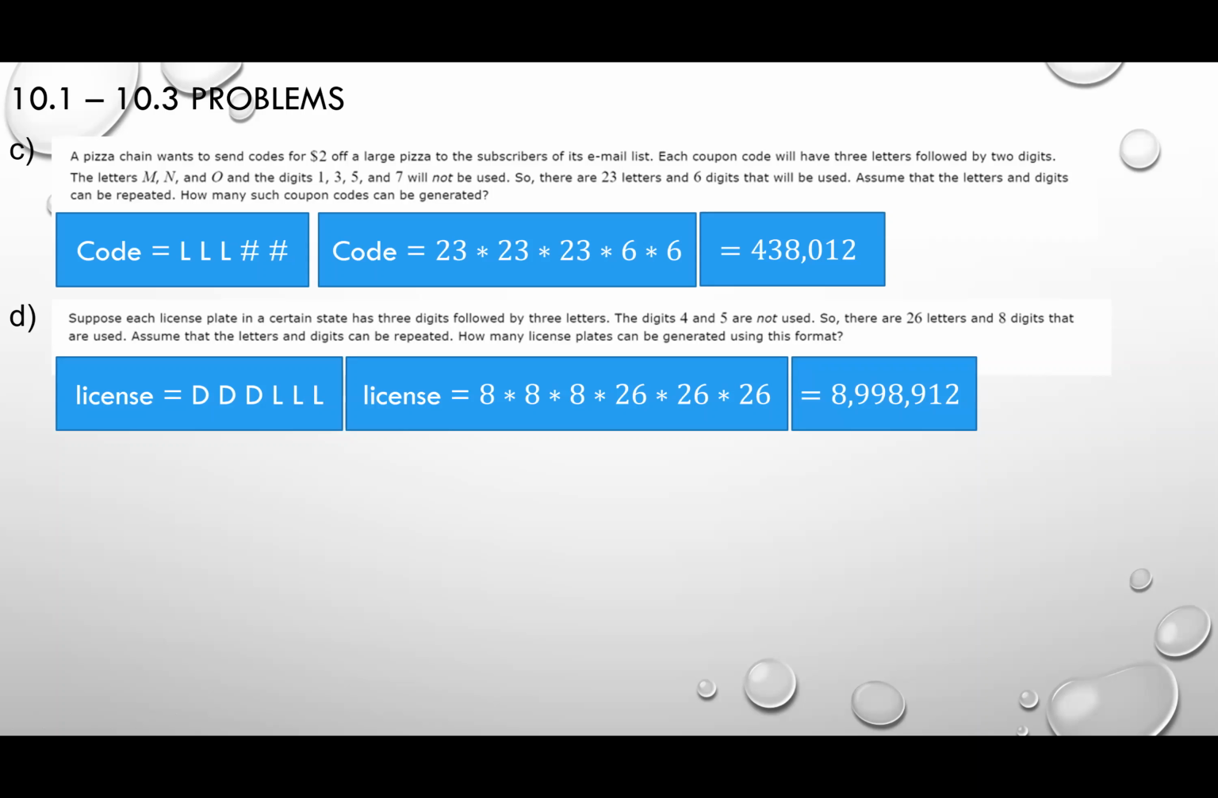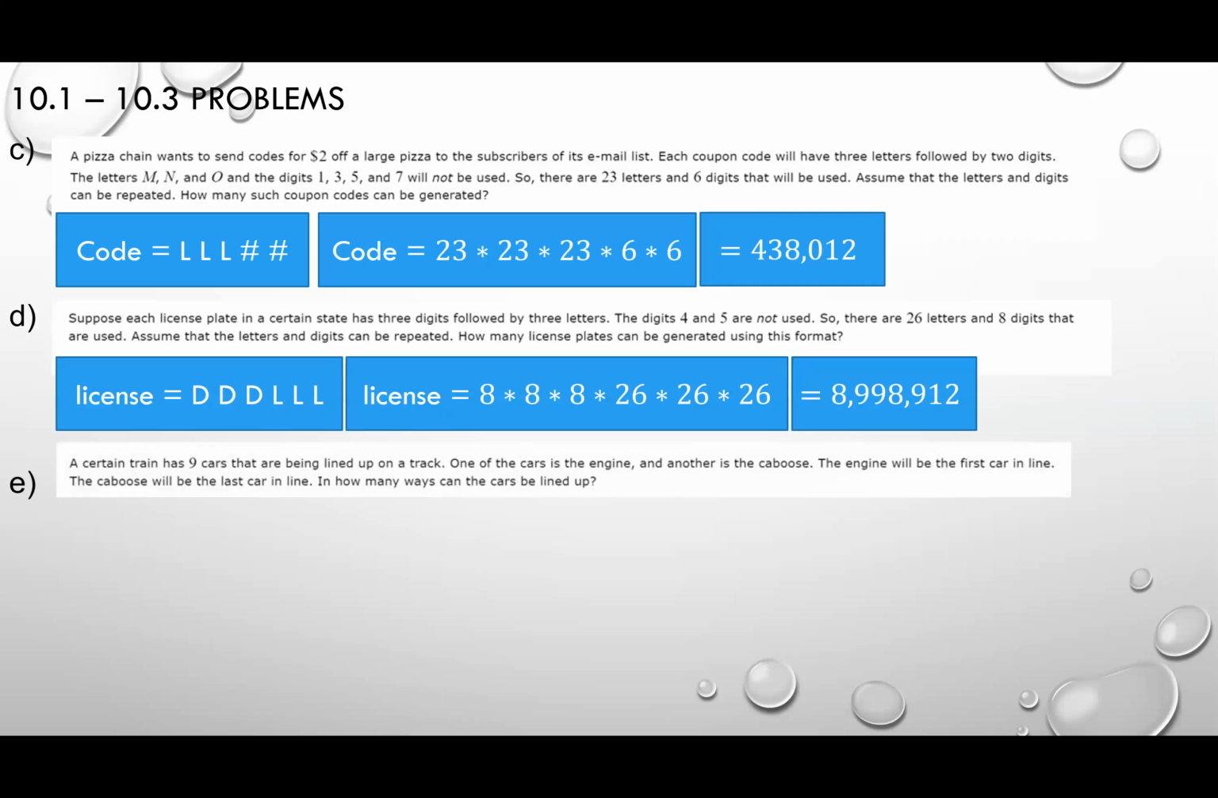Question on why one of them I only use 23 and the other one I use 26, or question on why one of them I use 6 and the other one I use 8. Any question with this? Right? If you don't have question, let me ask you guys this question here.